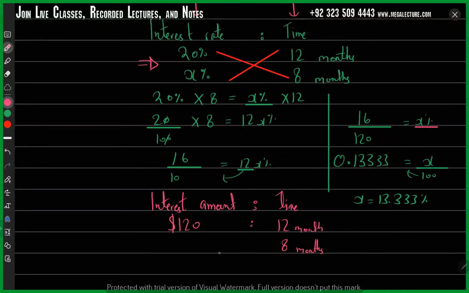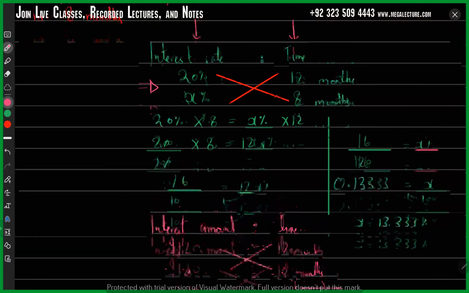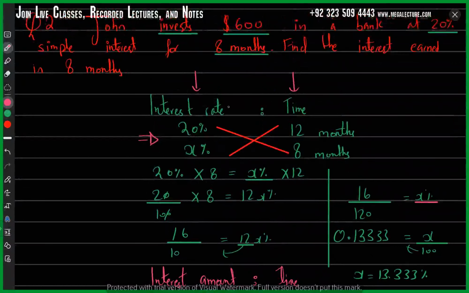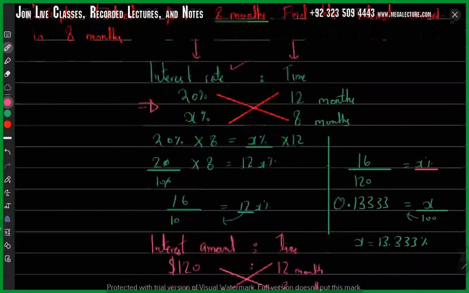We could have used this ratio as well. Through this, you are going to get 120 multiplied by 8 divided by 12 equals X, and this is going to give you $80. So this method is also correct, and the method that I've done above is also correct. Both methods are similar. For the first one, we used interest rate and time. For the second one, I've used interest amount and time.